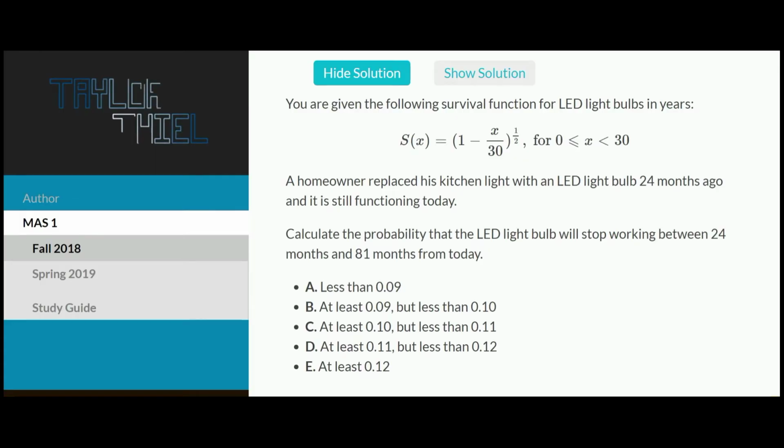You are given the following survival function for LED light bulbs in years. S of x is equal to (1 minus x over 30) all to the power of 1/2, for x between 0 and 30. A homeowner replaced his kitchen light with an LED light bulb 24 months ago, and it is still functioning today. Calculate the probability that the LED light bulb will stop working between 24 months and 81 months from today.